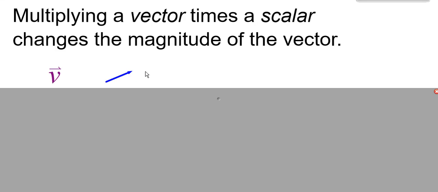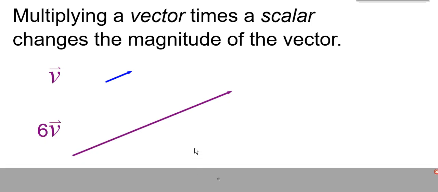So just to visualize that, the rule says that when we multiply a vector times a scalar, it changes the magnitude of the vector. So here we have vector v, and I've just represented it by this arrow. So it's a certain magnitude, and it's going in a certain direction, roughly to the right and up a little bit. So if instead I have 6v, I'll end up with this vector. And as you can see, it's definitely in the same direction. It's just 6 times as long.